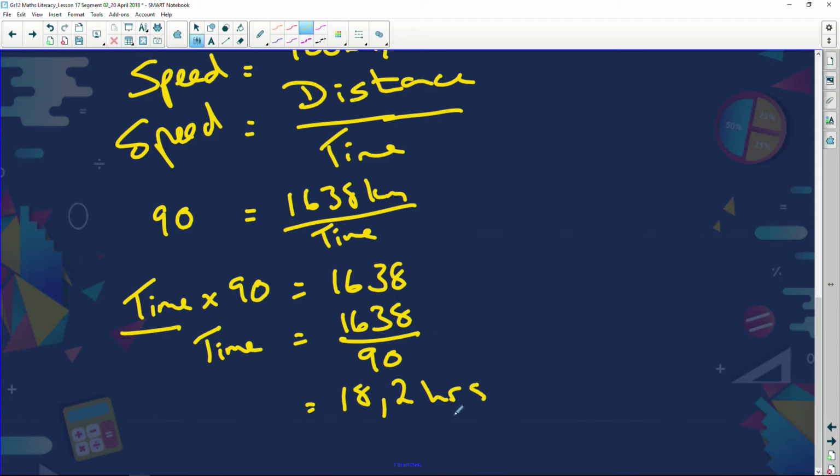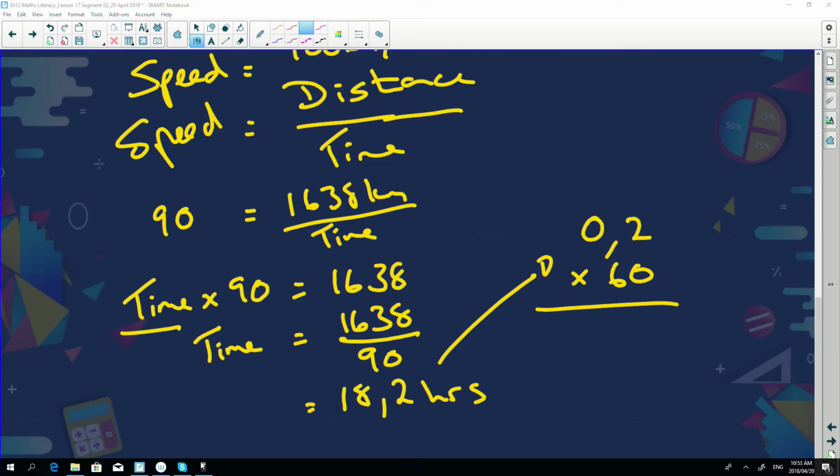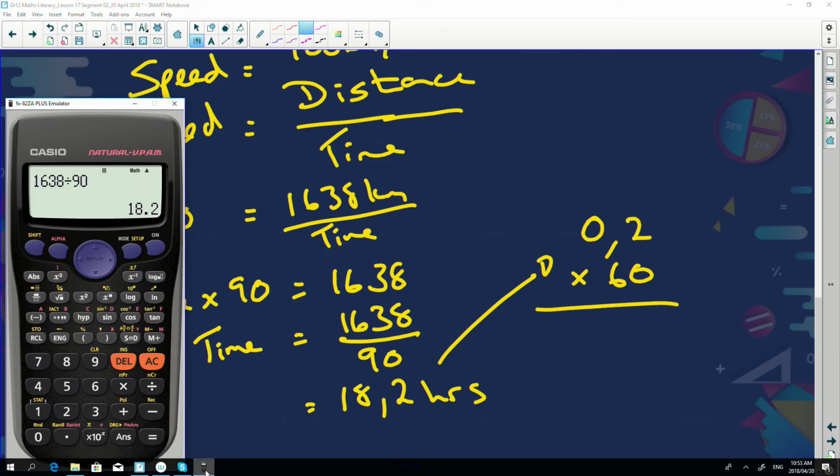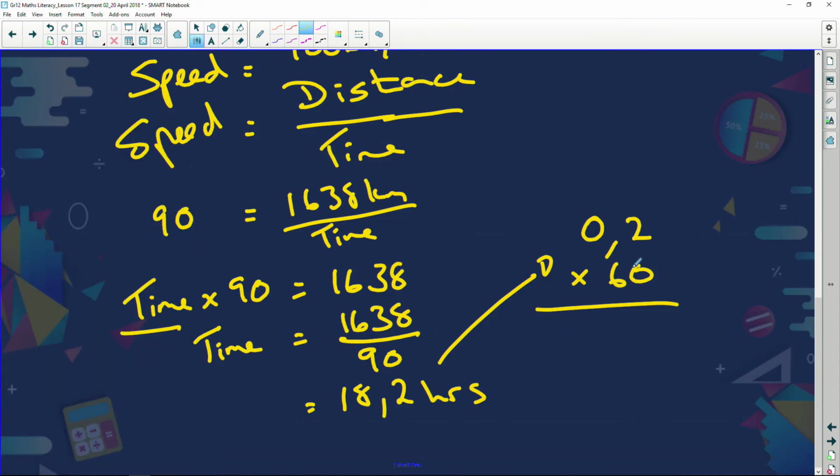18.2 hours. All right. Now, what's 0.2 of an hour? There are two ways of doing this. We could say 0.2 of an hour, and we multiply that by 60 to see how many minutes. I'm going to keep this on my calculator: 60 times 0.2 is going to give me 12 minutes. So it's going to take me 18 hours, 12 minutes.